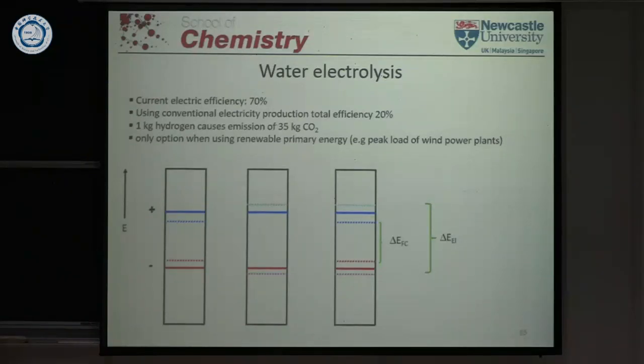But the problem, of course, is that the majority of the power plants today are still coal power plants, and when you build up solar energy and wind energy, then you should rather use this to shut down coal power plants and not to make hydrogen from it. So it's always important to look at the overall picture in your total energy conversion scheme.